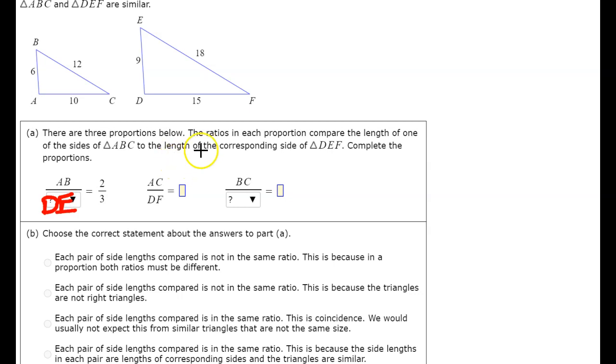All right, the second one here, we've got AC. Let's see how far it is from A to C. A to C is going to be 10. Let's see how far it is from D to F. That is going to be 15. Let's go ahead and simplify 10 over 15, and once again, we get 2/3. Okay, and the last one over here is BC. So from B to C gives me a 12.